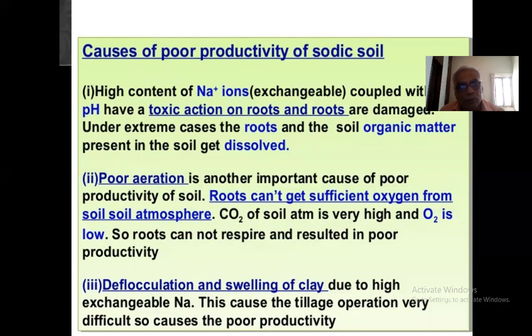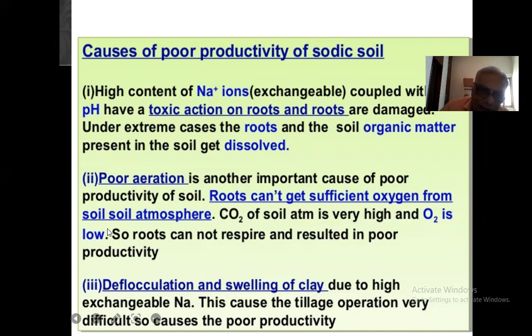Then, causes of poor productivity of sodic soil. I told that sodic soil and alkali soil are the same. There will be a high content of exchangeable sodium ion coupled with high pH, having a toxic level on roots, and roots are damaged, and the soil organic matter present in the soil gets dissolved. Poor aeration in sodic or alkaline soil is another important cause of poor productivity. Roots cannot get sufficient oxygen from the soil atmosphere. Carbon dioxide in the soil atmosphere is very high and oxygen is low. So roots cannot respire, resulting in poor productivity.